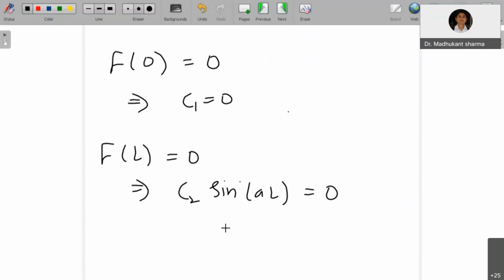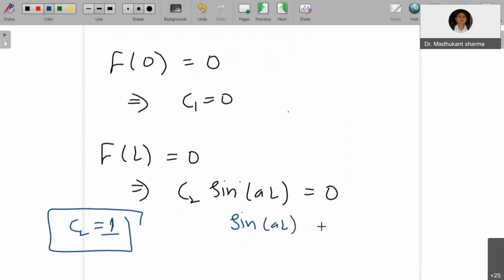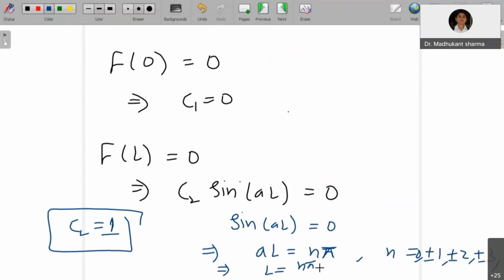Since C2 is an arbitrary constant, I will fix it. Let's take C2 equals 1. Then sine of AL is also possibly 0, right? When the argument equals n pi, whenever n equals plus minus 1, plus minus 2, plus minus 3, and so on, 0 also included. So this will give you L equals n pi by a.